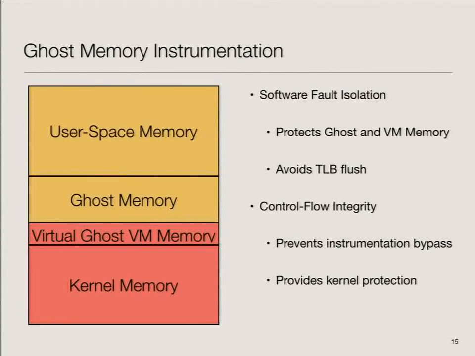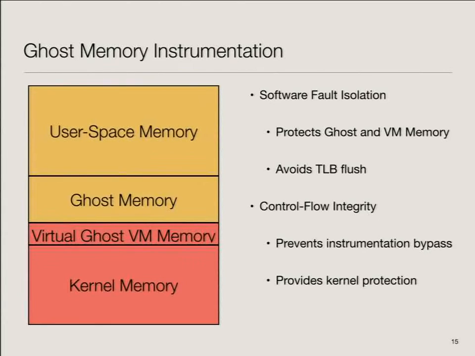That would violate the Virtual Ghost security properties that we're trying to enforce. So what we do is we use control flow integrity. By using control flow integrity instrumentation along with software fault isolation instrumentation, we can ensure that the software fault isolation instructions are always executed. They can never be jumped over, even if your kernel has a buffer overflow or other sort of memory safety error.